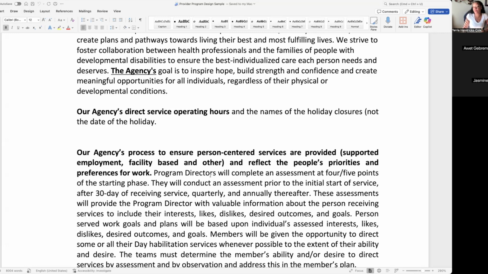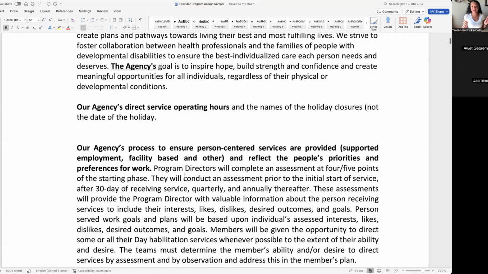Okay. So the program director is to complete an assessment at 4 points of the starting phase. So you have to have somebody in-house that can complete an assessment at 4 times during their starting phase. So they will conduct an assessment prior to the initial start of services. So that's typically an intake meeting that you'll have to have.